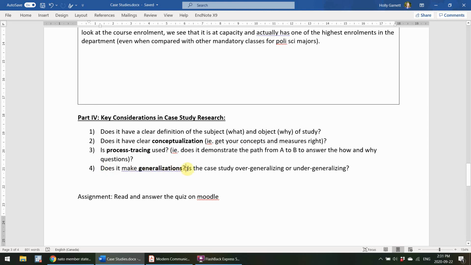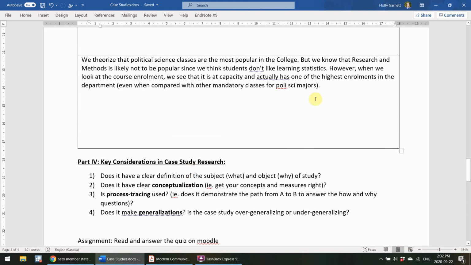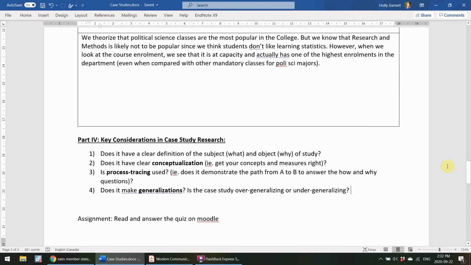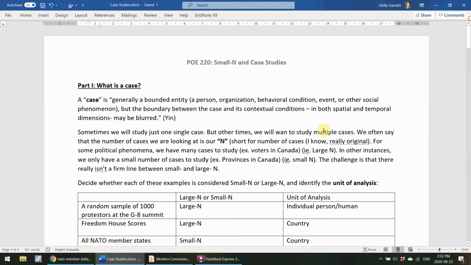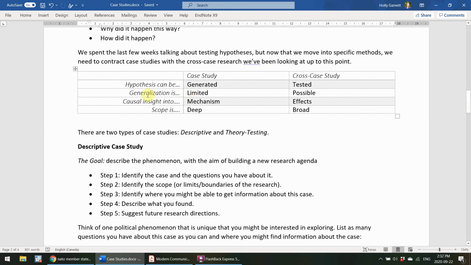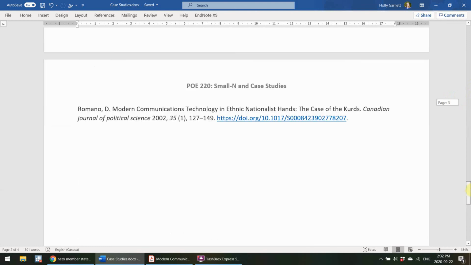And then, what are the generalizations? Am I overgeneralizing about how cool political science classes are based on what I've seen at the college? Am I overgeneralizing about why referendums failed just based on what happened in BC? So you have to think about that idea that we talked about halfway through, about generalization, and not overgeneralize from a case.